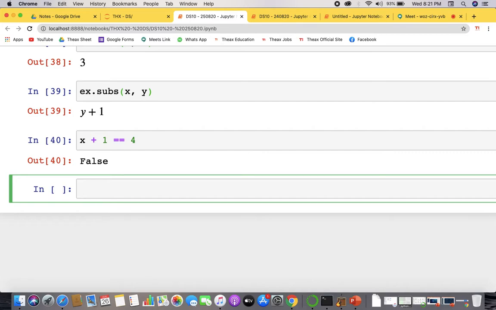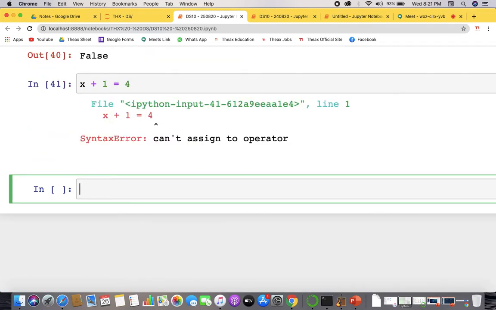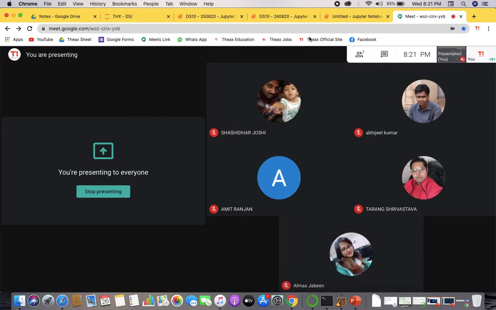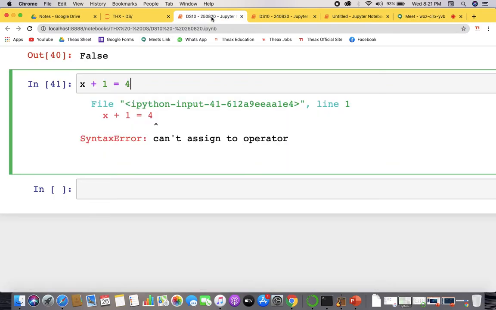But what if I want to make an equation, where I want to write that x plus 1 should be equal to 4? If I write x plus 1 equals 4, I'll get an error immediately, because it can't assign to an operator. You can't just use this syntax to write things up. So in that case, what is to be done?